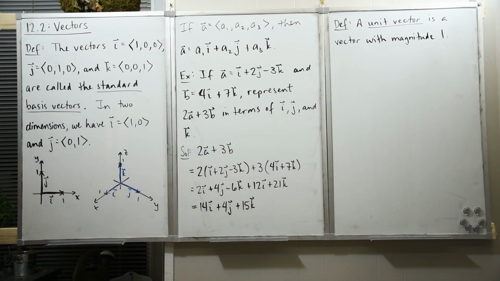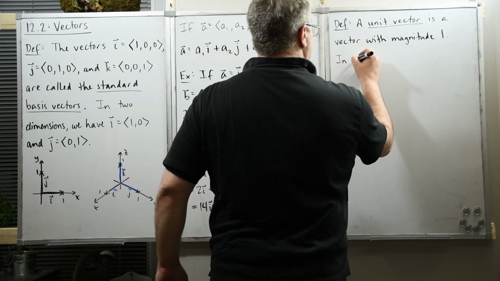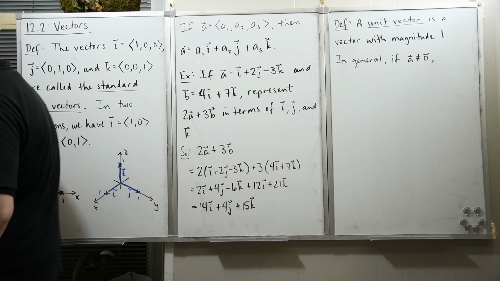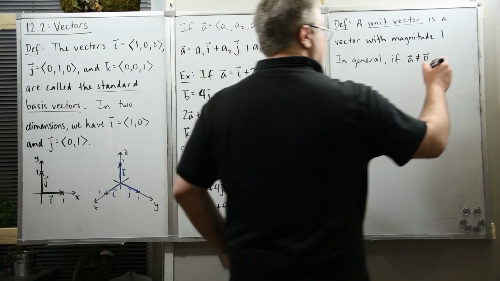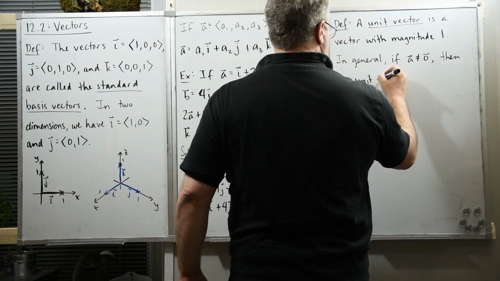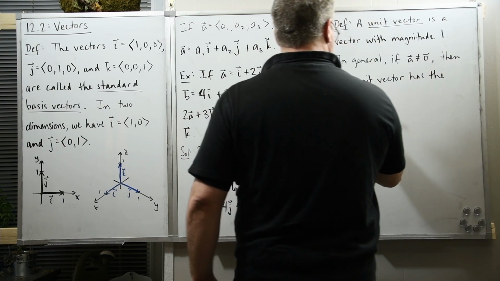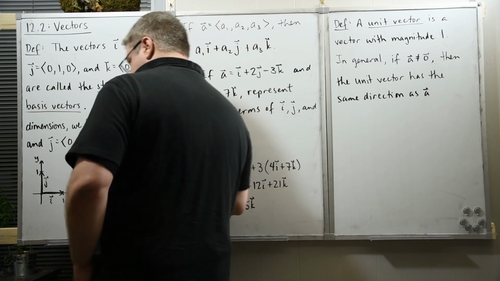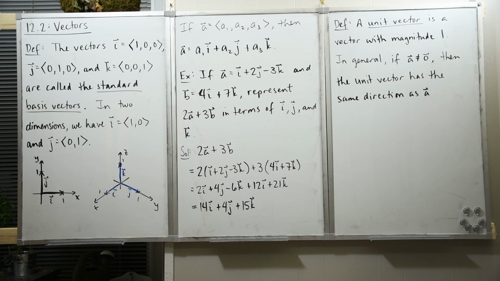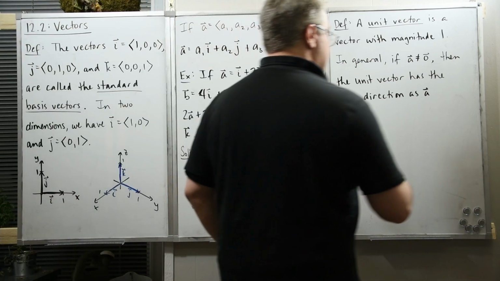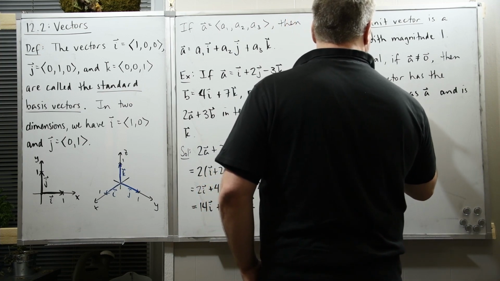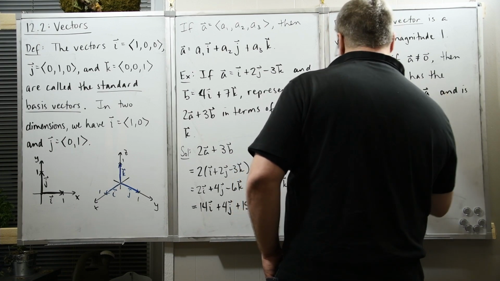A unit vector is a vector with magnitude 1. And in general, if A is not the zero vector, then the unit vector has the same direction as A and is defined as U equals 1 over the magnitude of A times A.